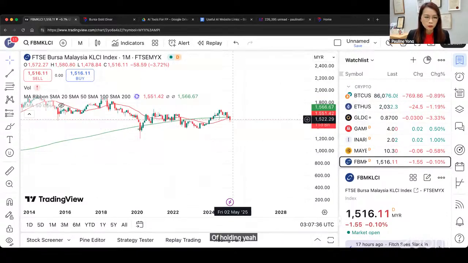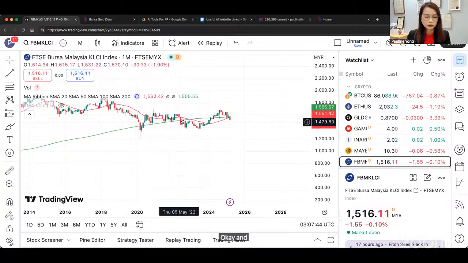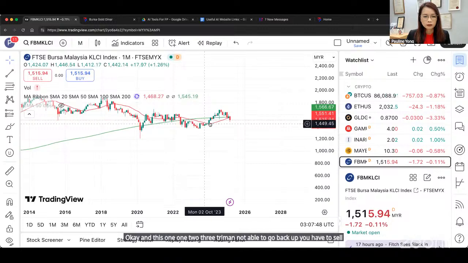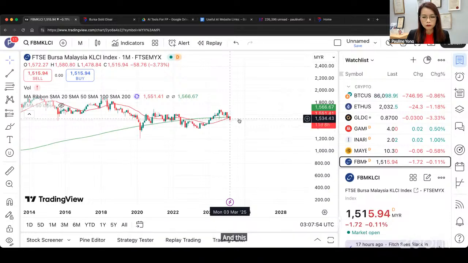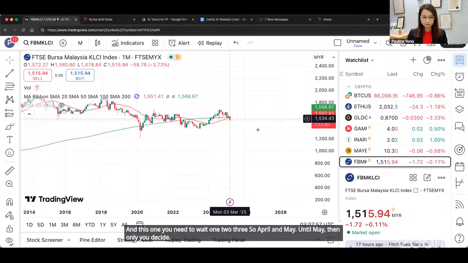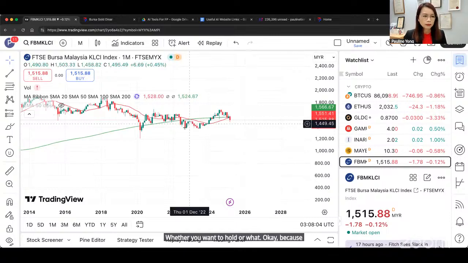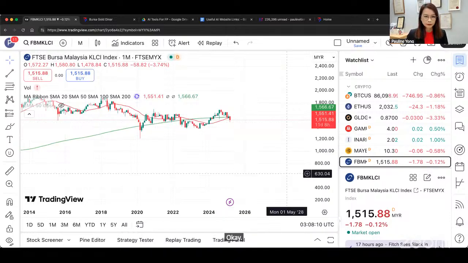Because I want to see confirmation. You see, this one, 1, 2, 3. Third month goes back up. And this one, 1, 2, 3. 3 months not able to go back up, you have to sell. And then this one, 1, 2, 3. Okay, goes back up. And this one, you need to wait 1, 2, 3, so April and May. Until May, then only you decide whether you want to hold or what. Because basically these are all the top 30 component stocks, which are the blue chip stocks.